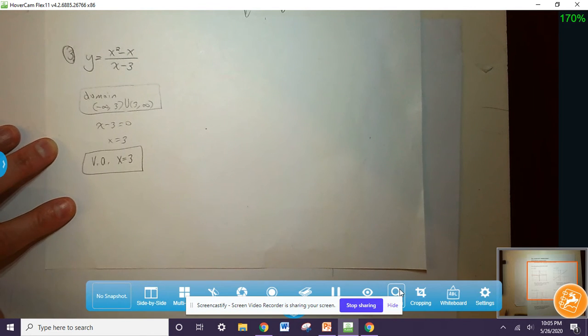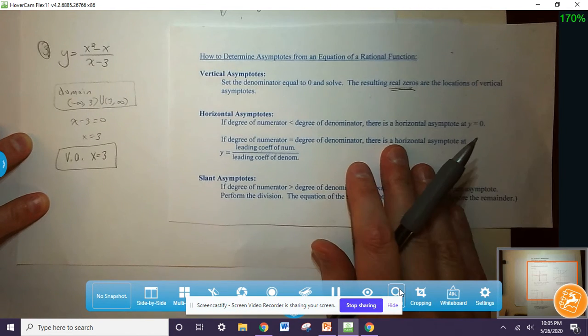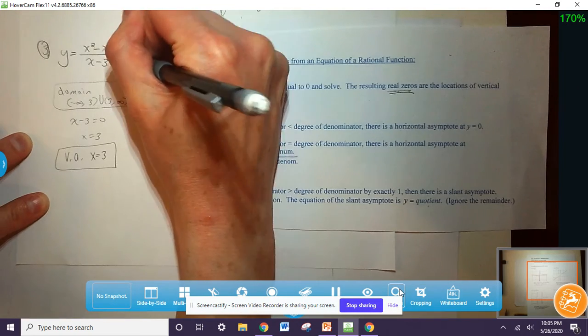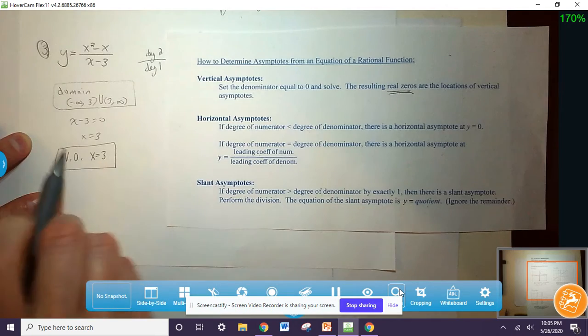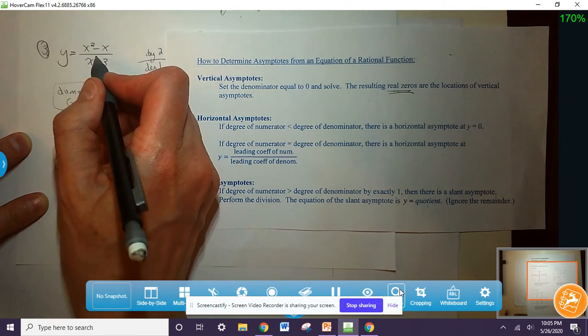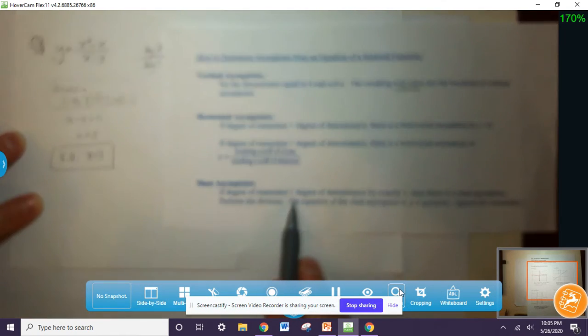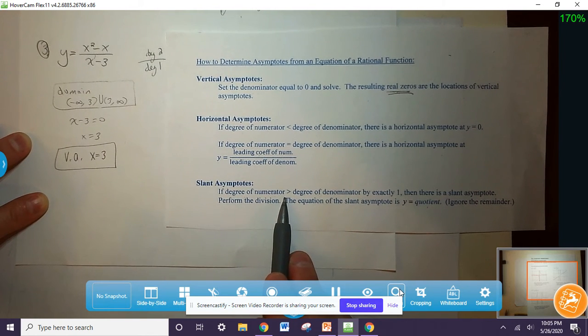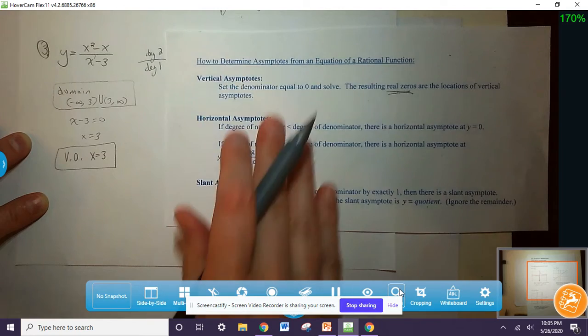And then here's what I think is the interesting part for this one. The degree of the top is 2. The degree of the denominator is 1. So degree 2 over degree 1. That's this scenario right here. The degree of the top is bigger than the degree of the bottom by exactly 1. So there's going to be a slant asymptote.